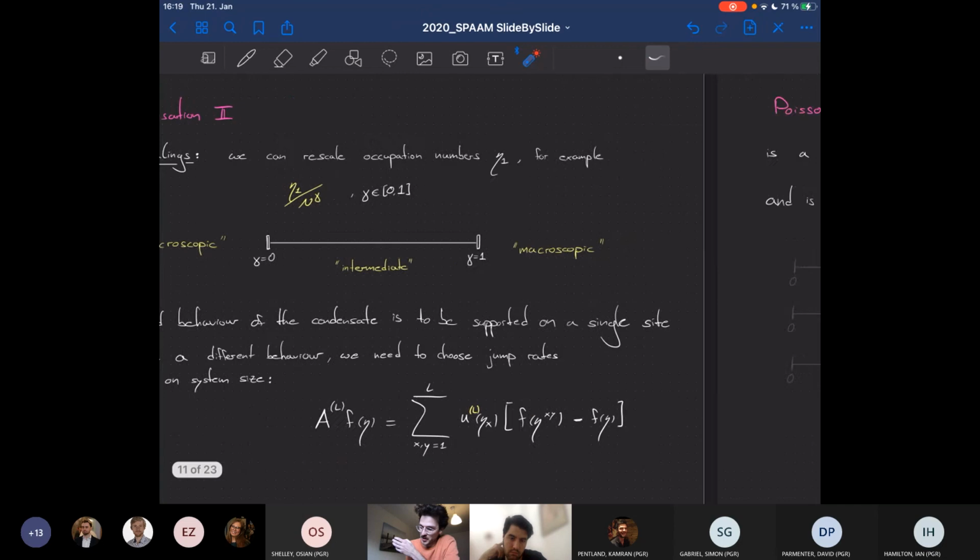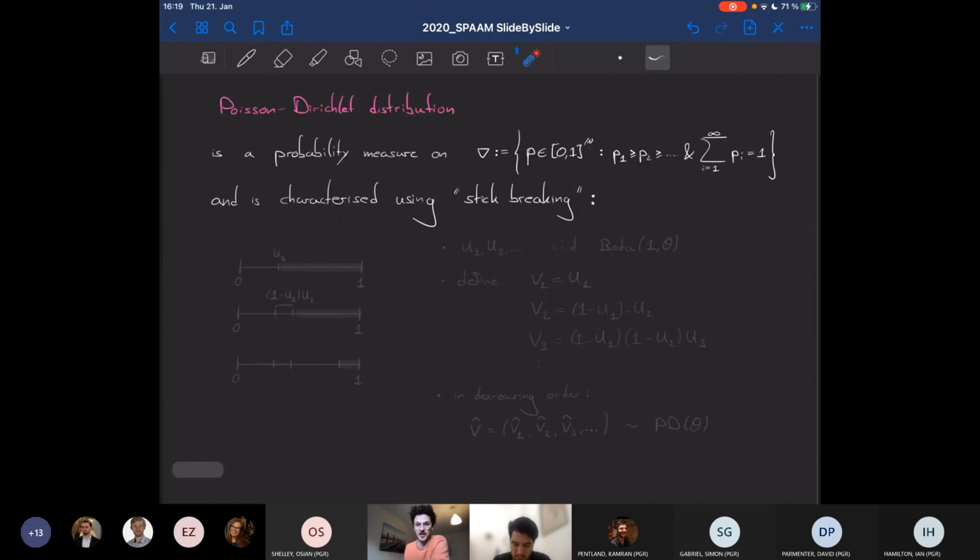And the kind of behavior that we are interested in in this talk is a condensate which is distributed with respect to Poisson-Dirichlet. The Poisson-Dirichlet distribution is a probability measure on some infinite dimensional simplex, or actually the boundary of the simplex. It's just a vector which is indexed by the positive integers in decreasing order, takes positive values and sums up to 1. If you want to, you can think about it as a probability measure on the integers, just that your probabilities are decreasing.